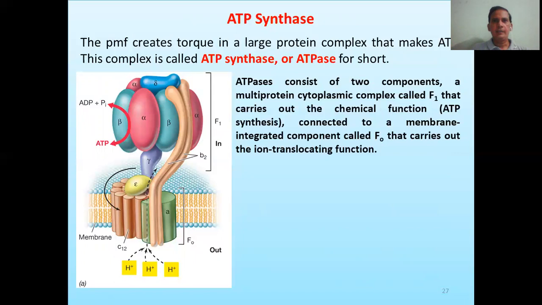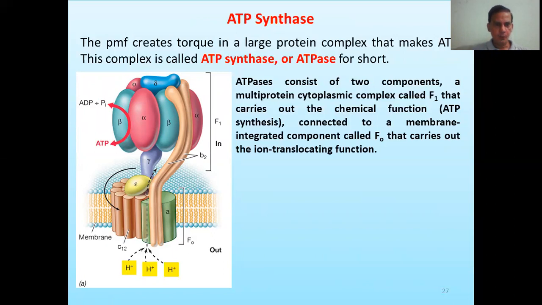Now we'll come to ATP synthesis, and how the ATP is ultimately synthesized. As I told you, this PMF creates a torque in a large protein complex that makes ATP. This complex is called ATP synthase, or ATPase in short. This complex consists of two units: the F1 unit, which is a multi-protein cytoplasmic complex that carries the chemical function, and the F0 that is responsible for the ion translocating. So here we can see that it has different kinds of units.